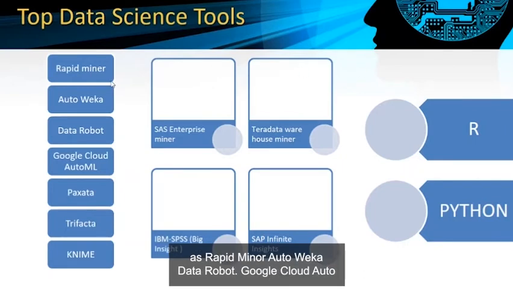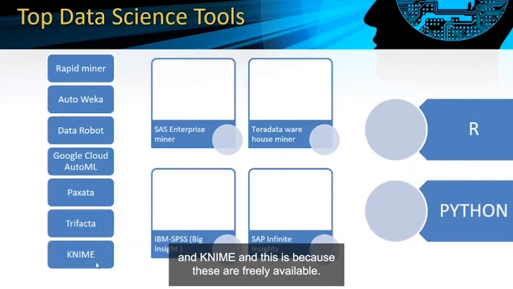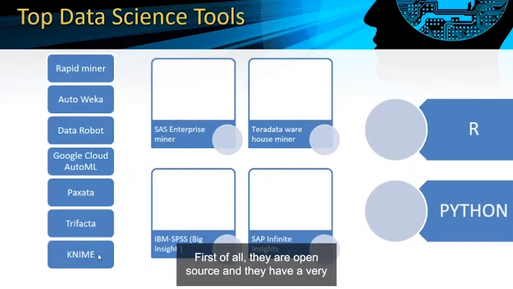They're named as RapidMiner, Auto-WEKA, DataRobot, Google Cloud AutoML, Paxata, Trifacta, and KNIME. One of my favorites is Auto-WEKA and KNIME, and this is because these are freely available. First of all, they are open source, and they have a very easy to use plug and play interface.